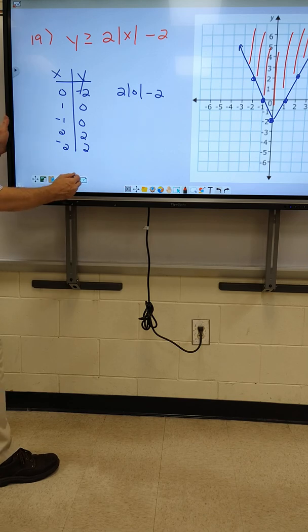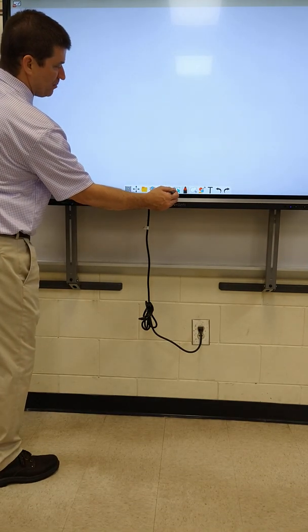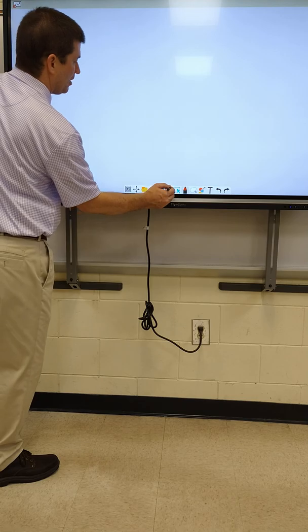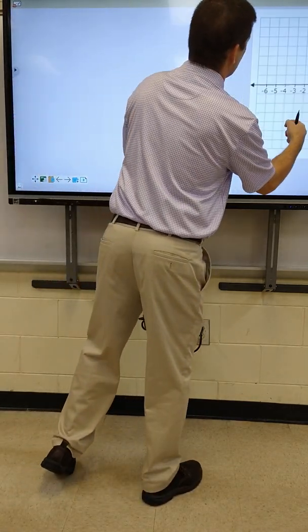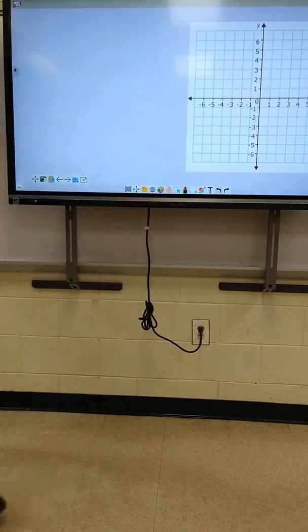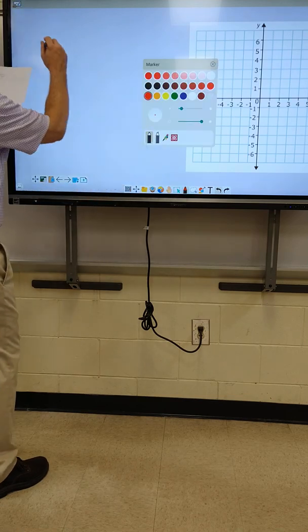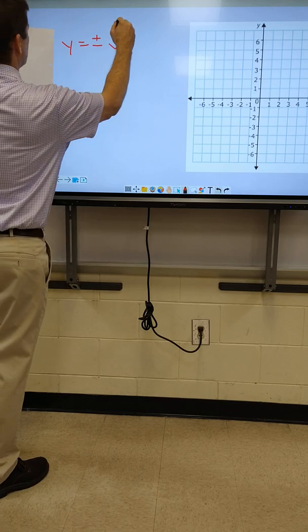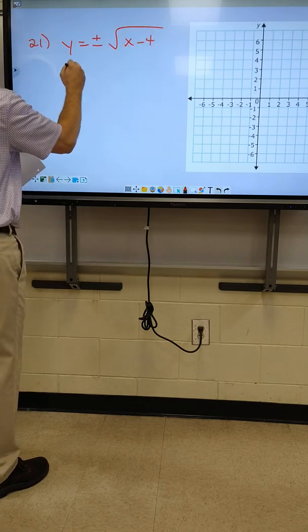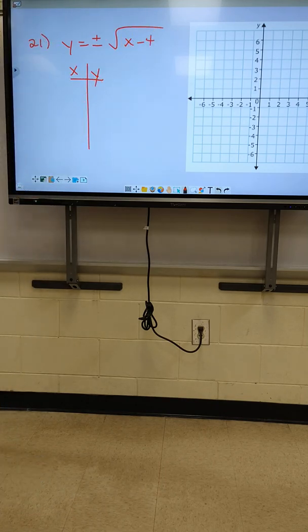All right, but we need to go to 21. 21 is probably the most missed problem on the test every year. Okay, every problem that we have to have an XY chart, we plug in the same numbers, right? 0, 1, -1, 2, and -2.